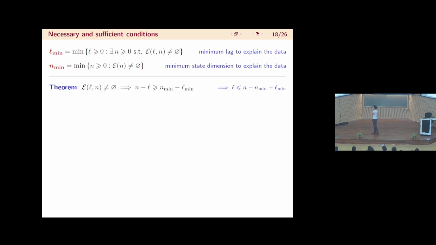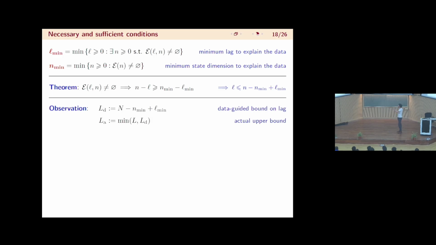N_min and L_min I can obtain using the data. And furthermore, N I can upper bound by this number capital N over here. That means that using the data, I can also obtain a bound on the lag of the true system. So that's the data-guided bound given over here. So L_D is a bound on the lag of the true system.